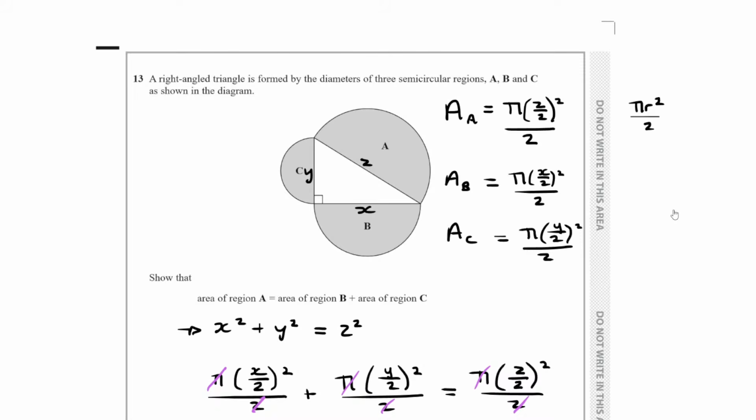Is capture recapture on here? I don't think it's on this paper, no. I have got a video on it though. You can have a look at my video separately to this if you like.